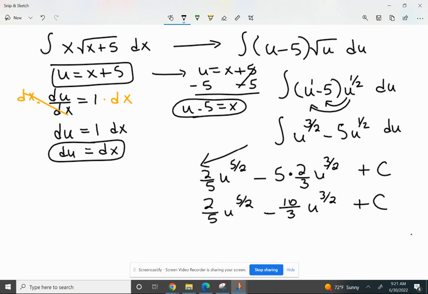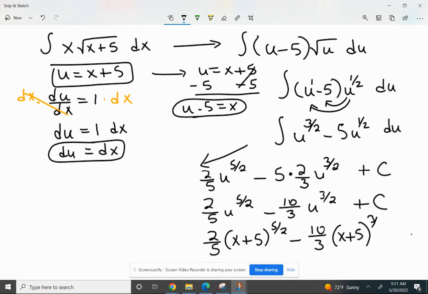I just have one last step to do. I did find the integral, so all I have to do is, every time I see a u, replace it with x plus 5. So my final answer is 2/5 times x plus 5 to the 5/2, minus 10/3 times x plus 5 to the 3/2, plus c. That would be the final answer.